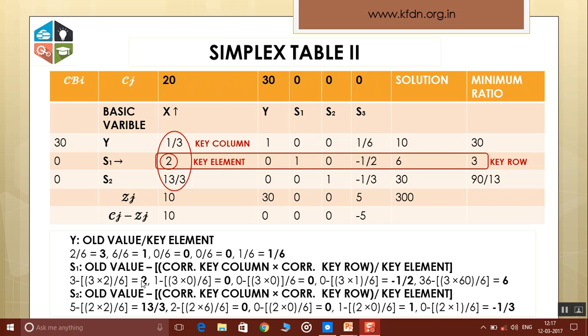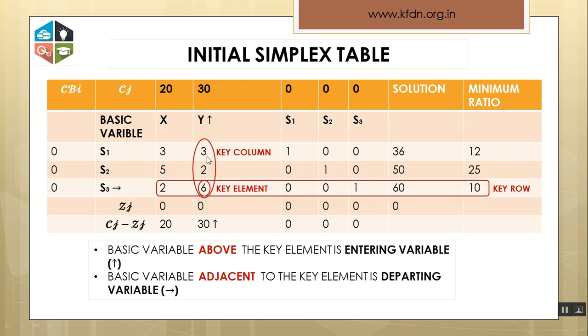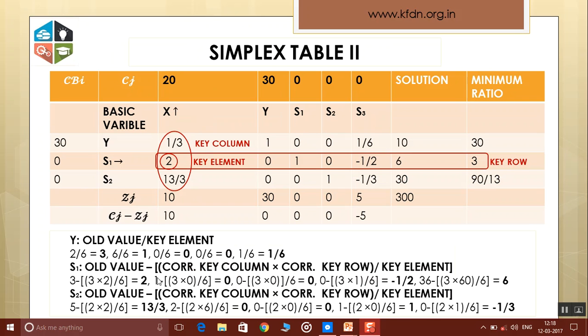Similarly, we can again see from the earlier table, old value is 3 minus corresponding key column is 3 into corresponding key row is 6 divided by key element is 6, which equals 0. See over here. Old value minus corresponding key column into corresponding key row divided by 6 equals 0. Okay.